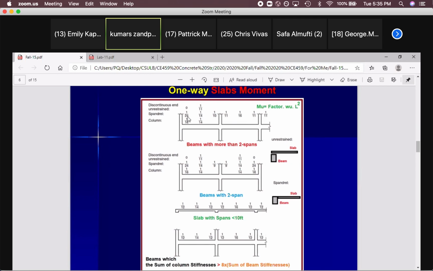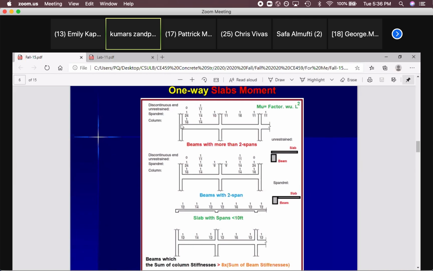So for each one, factor times omega u, the uniform load that you have, times L square. What's the L? From face to face. So you know the loading on this slab, omega u, means 1.2 dead load plus 1.6 live load. L square, whatever, is 10 feet squared, times omega u, times this factor will give you negative moment, times this factor, positive moment, times this factor, negative moment for this strand, then go to other strands. Okay, so why we have so many factors, we will learn.